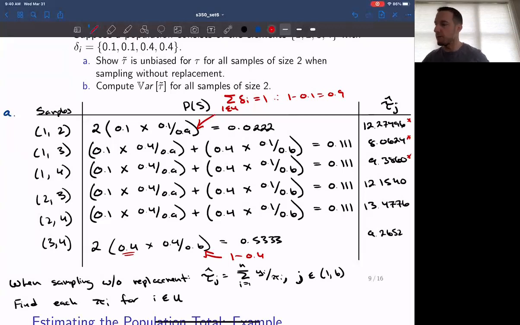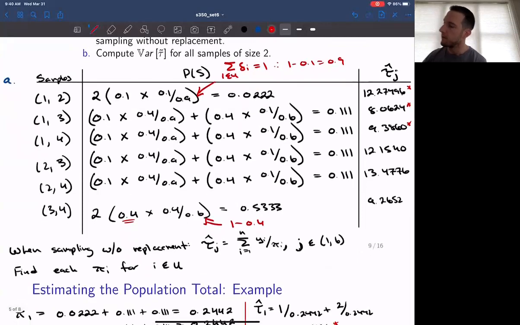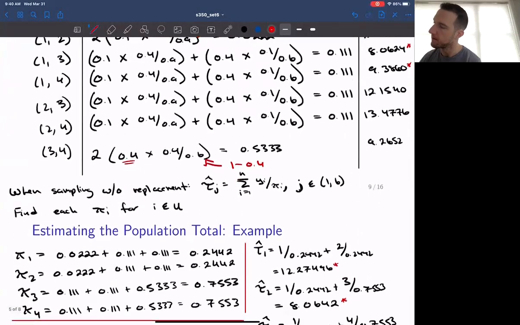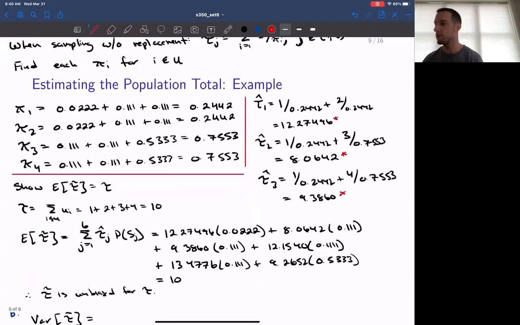Yeah, this part's sneaky. I remember working through this when I was first trying to figure this out, and I found it really kind of sneaky as well. Any other questions?